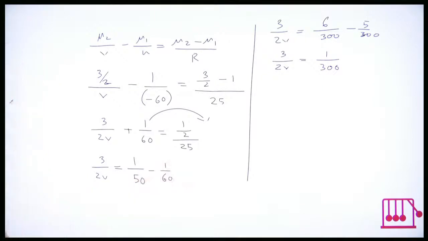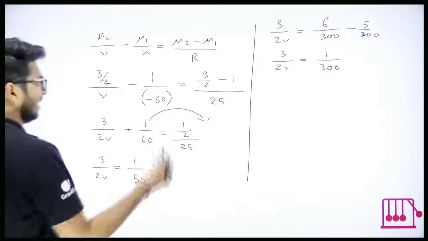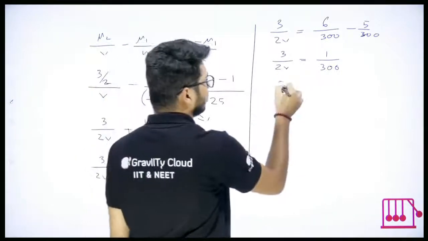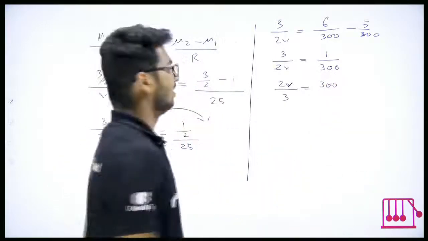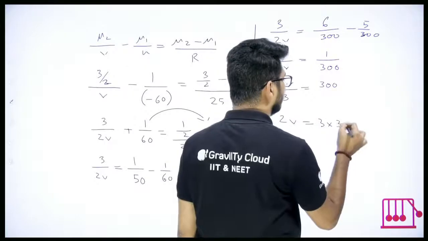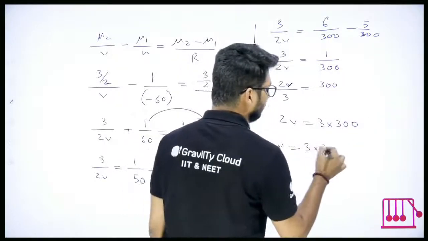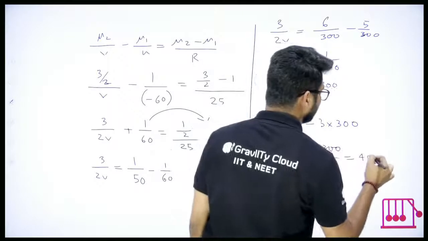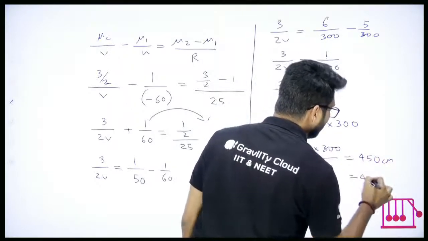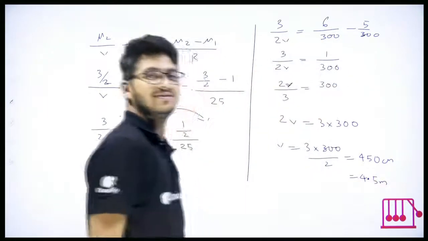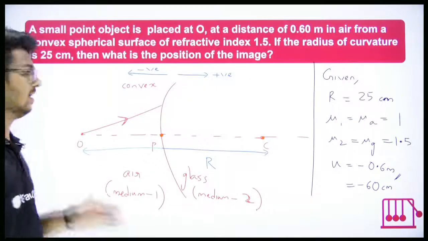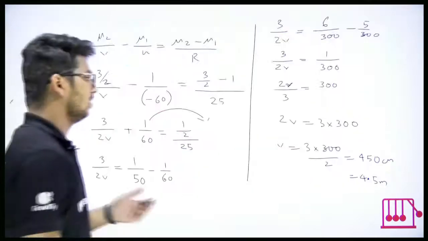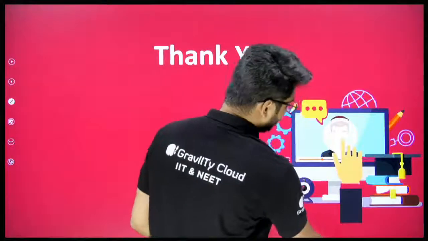Is that correct? 6 by 300, 5 by 300. Yes, that's correct. Then to find v, I'll do the reciprocal, because v is in the denominator. So 2v by 3 is equal to 300, and 2v is equal to 3 into 300. V is equal to 3 into 300 by 2. You'll get the answer as 450 centimeter or 4.5 meters. Simple, right? Good. So please do this problem again. Practice it again so that it will be easier for you. That's it for today's class. We'll continue from the next class. Thank you.